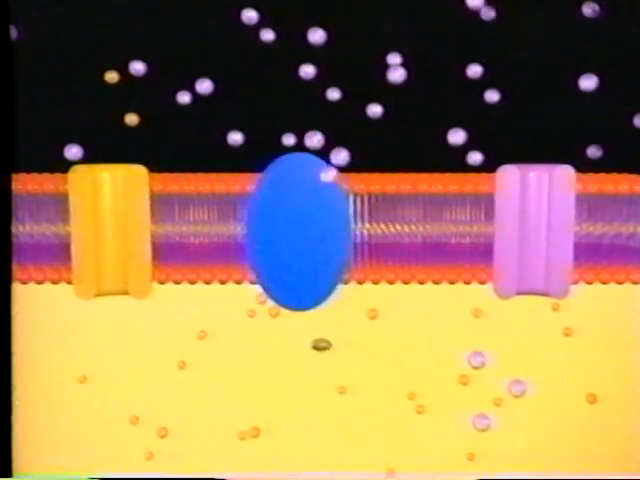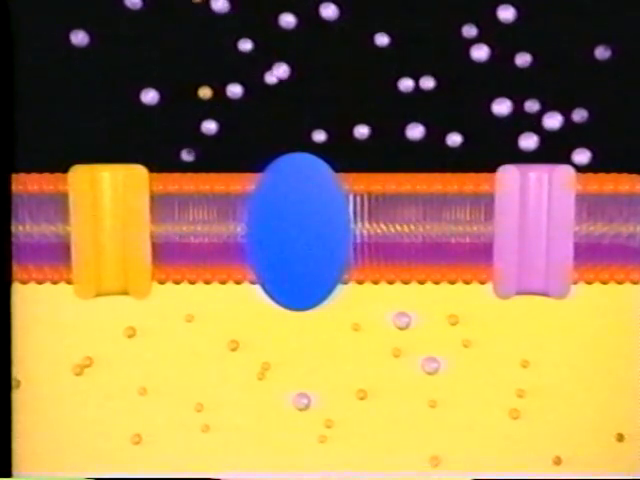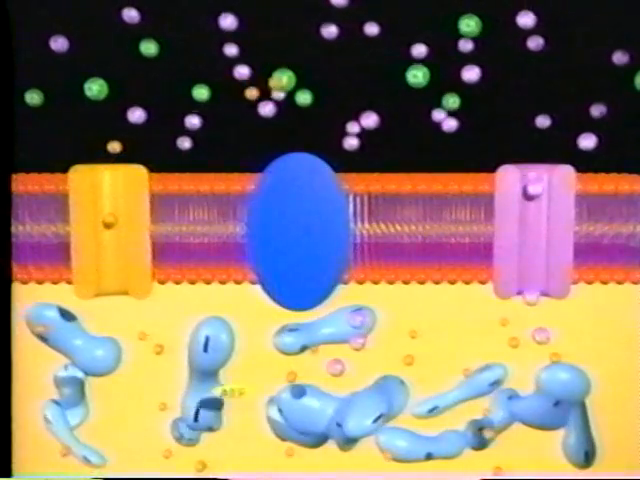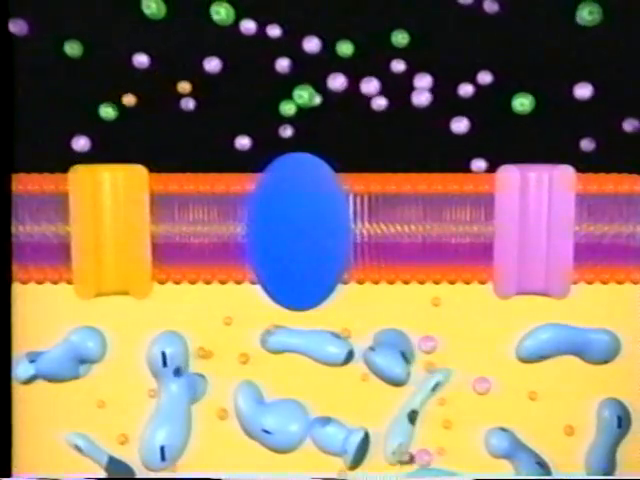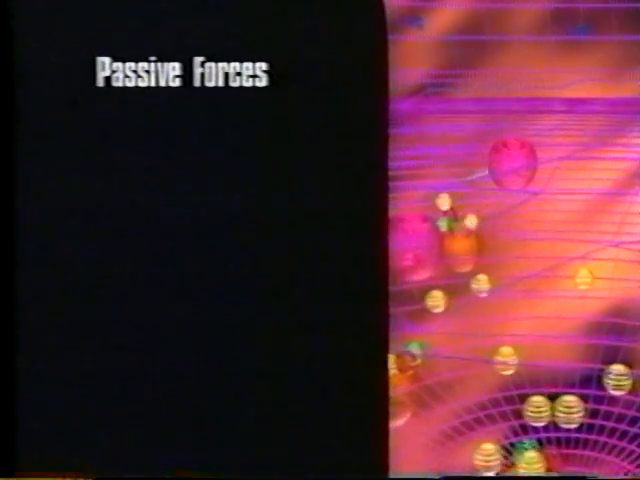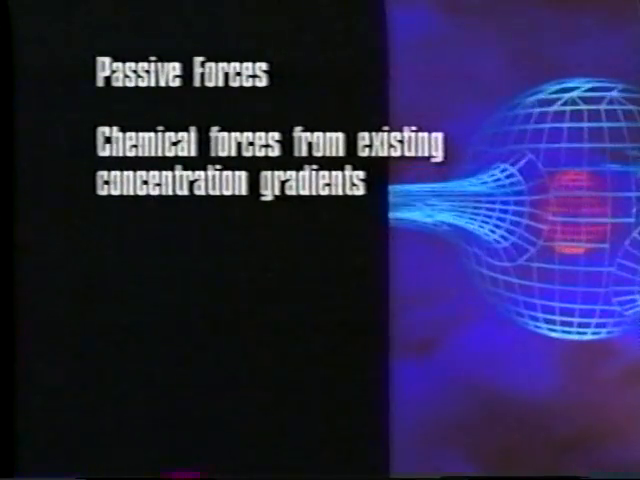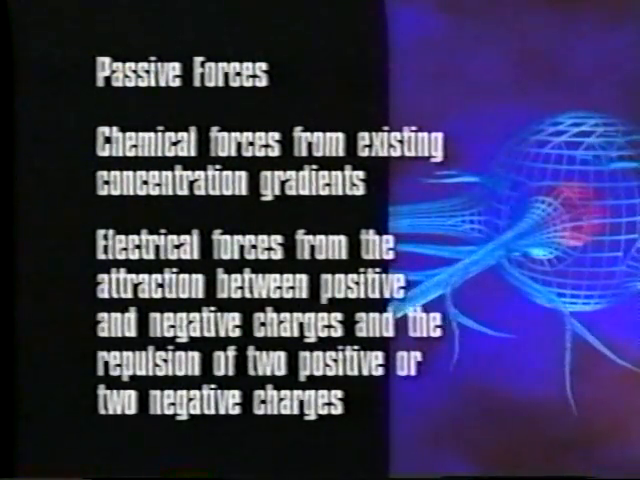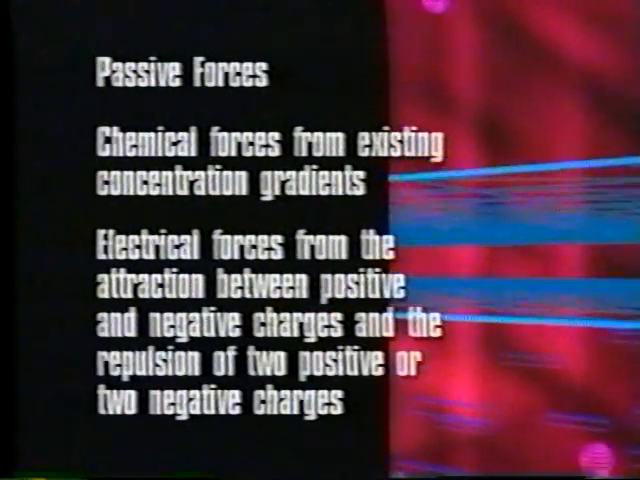As you learned during the segment on membrane transport, the cell membrane is selectively permeable. Small ions like sodium and potassium can diffuse through channels in the cell membrane following electrical and chemical gradients. But the suspended proteins and other large organic molecules are kept inside the cell. Most of these large molecules are negatively charged. Two passive forces explain the ion movement across the membranes: chemical forces from existing concentration gradients and electrical forces from the attraction between positive and negative charges and the repulsion of two positive or two negative charges.